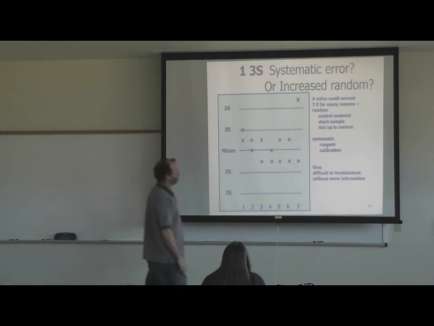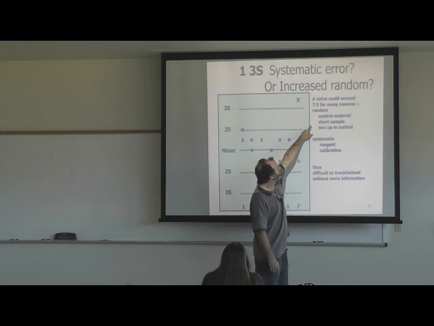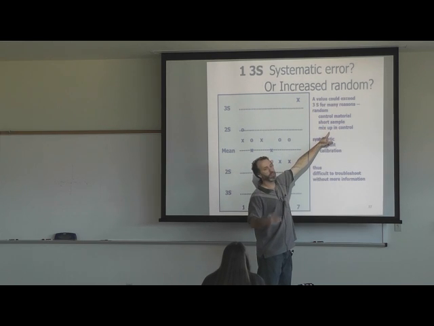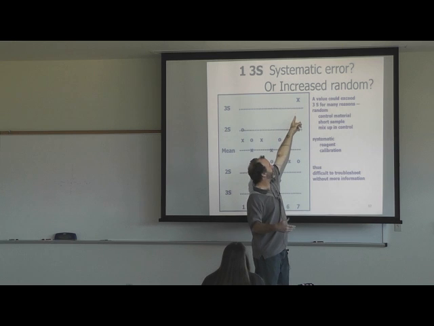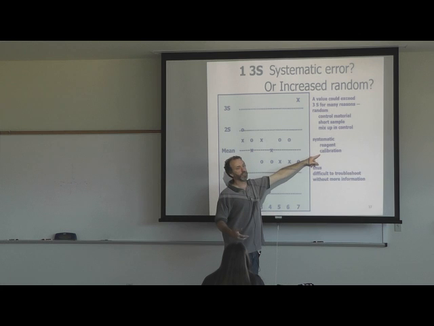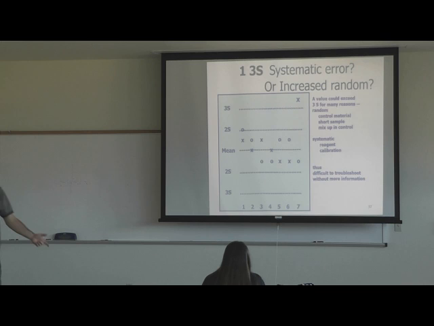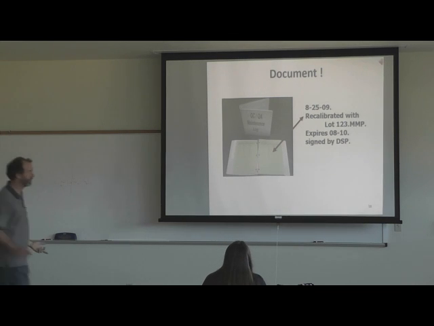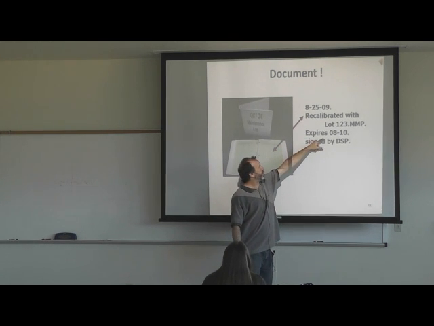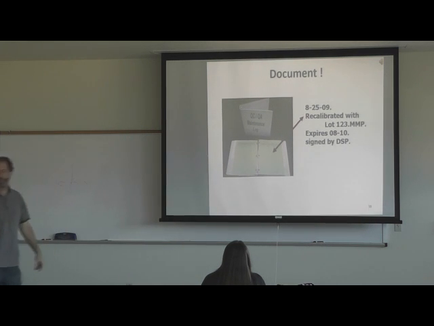So how do you troubleshoot? This could occur, if it's random, due to the control material, a short sample, or a mix-up in the control. If it's systematic, it could be an issue with the reagent, or the calibration could be off. Thus it's difficult to troubleshoot without more information, so you go to the documentation. Here we find out that the lot was recalibrated with 123, it expires 8/10, and that's signed, so it could be the calibration then.